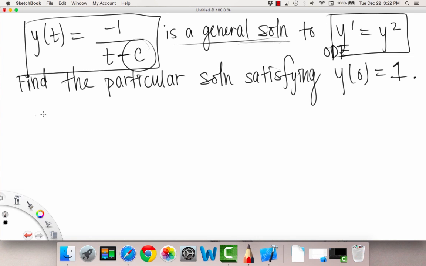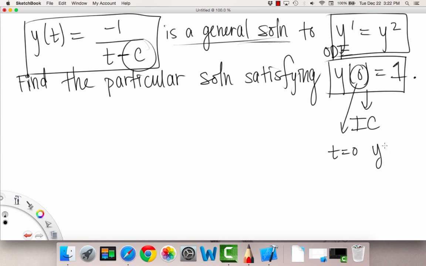What we're going to do now is take into consideration this initial condition. This basically just tells us that when t is equal to 0, our y, the value of our single variable function, is equal to 1. So we can solve for it using our general solution.